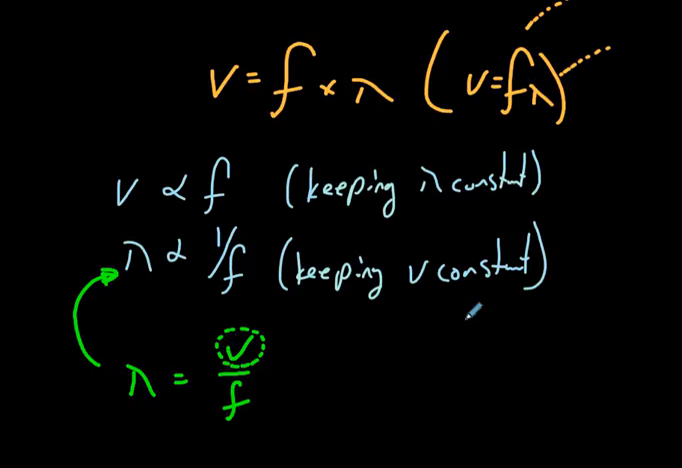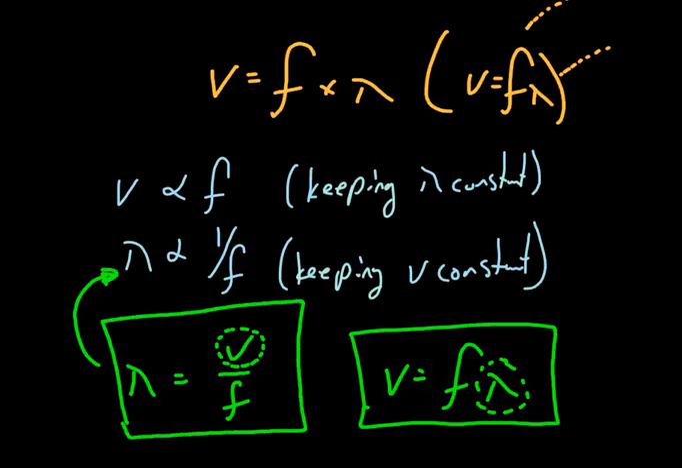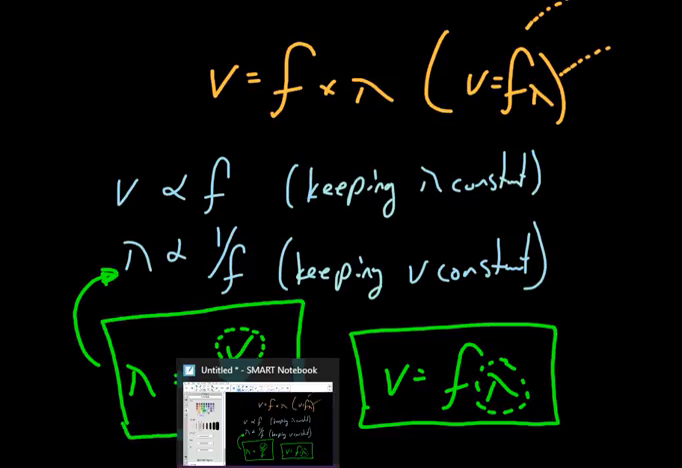And if we just leave it in its original form, we see that as v goes up, f goes up if we hold lambda constant. So we do obey our understanding of the wave equation when we actually write it out. And that is really all there is to understanding the wave equation.